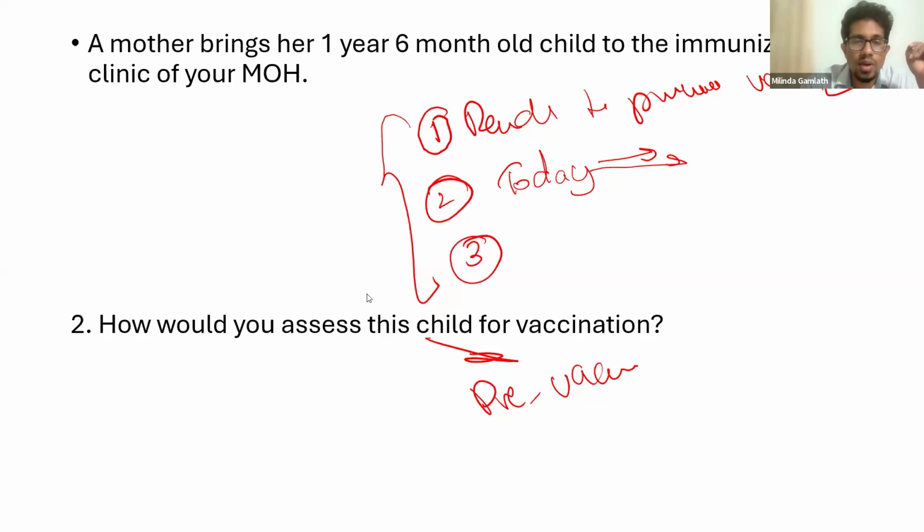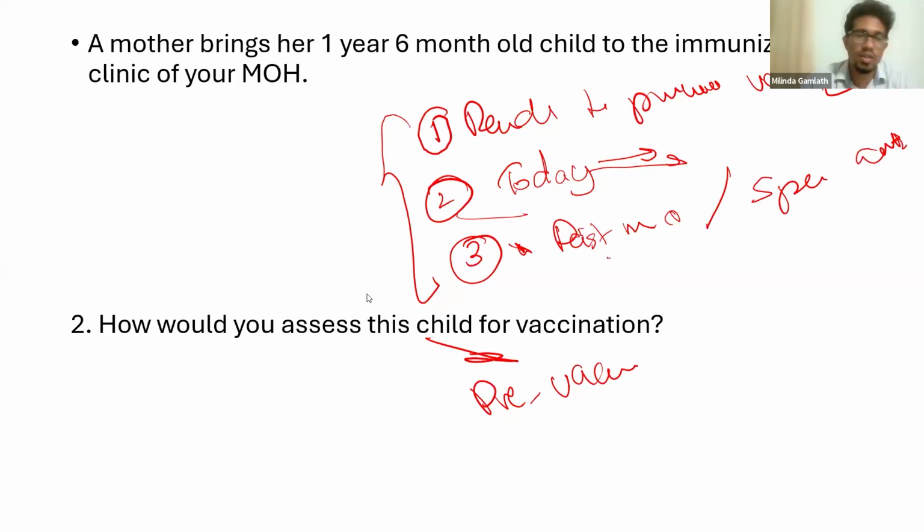Right. So what is the other thing you have to ask? So good, two things done. What is the third thing? Pre-vaccination assessment. In this child, since the child has missed the JE also, better ask about seizure history. Yes, past medical history. Past medical history and any specific contraindications, right? So those are the three things that you have. That's all. Right? Reactions to previous vaccines.